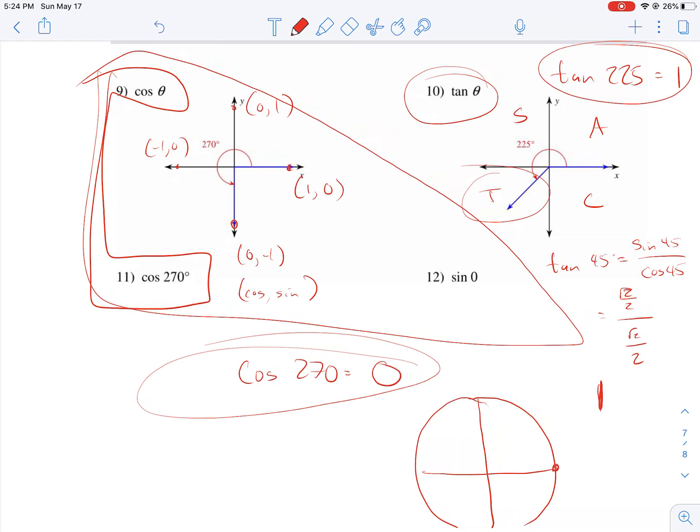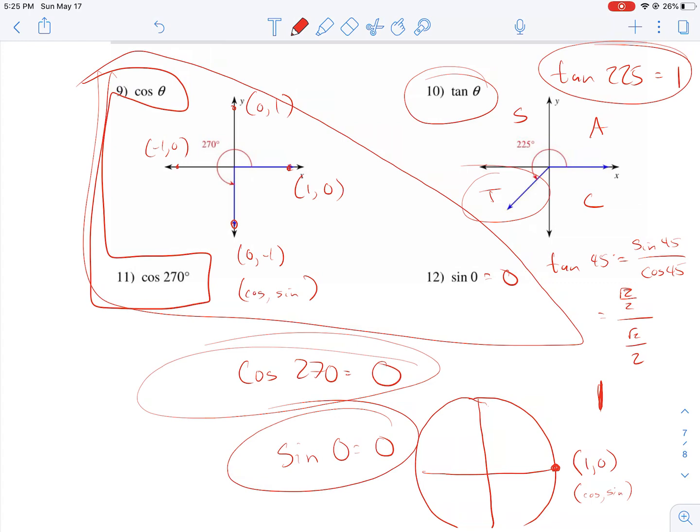So the sine of 0 degrees. Right now we're at this point right here. We haven't gone around our unit circle at all. So what's our sine value? Well, this point is 1 comma 0. So the sine of 0 is just our y value, which is just 0. So sine of 0 is 0.